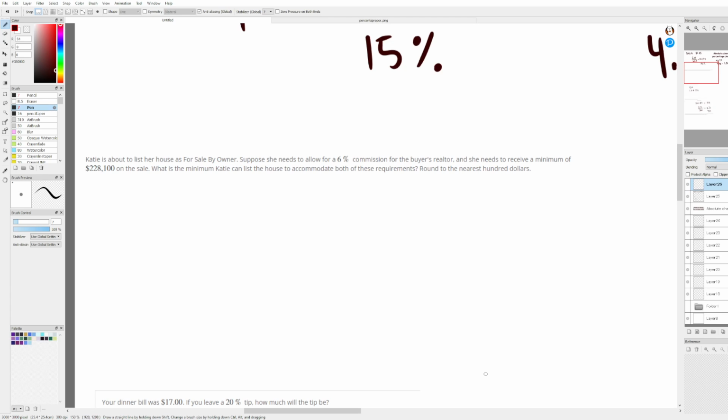So this says, Katie is about to list her house as for sale by owner. Suppose she needs to allow a 6% commission for the buyer's realtor, and she needs to receive a minimum of $228,100 on the sale. What is the minimum that Katie can list the house for to accommodate both of these requirements? Round to the nearest $100.